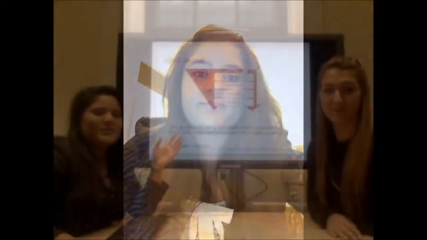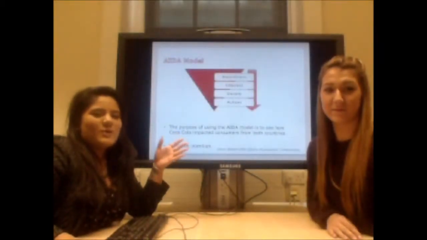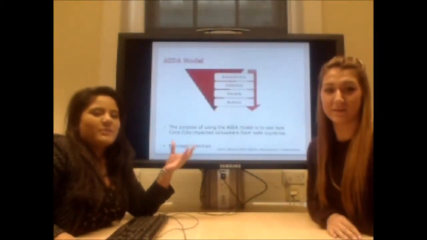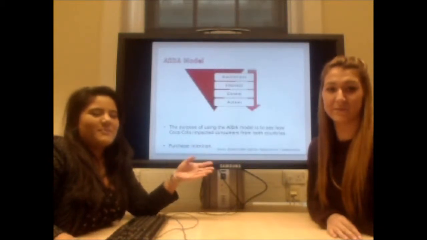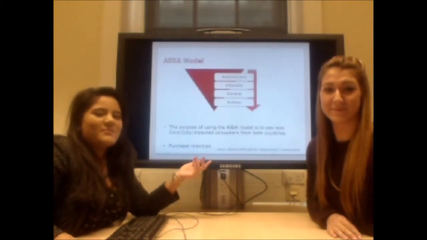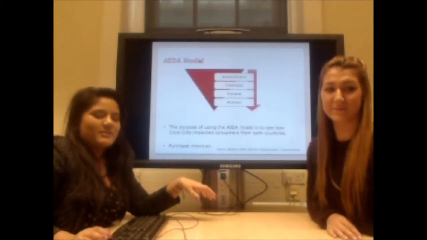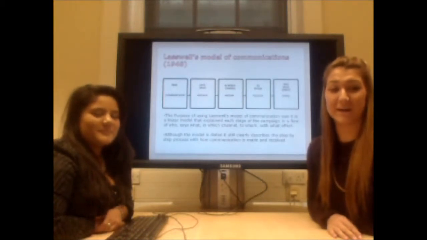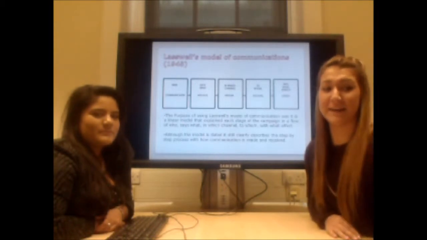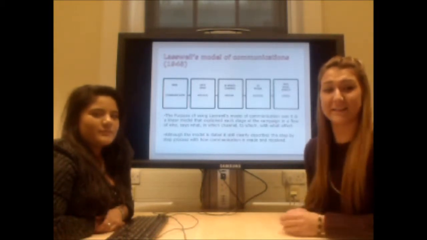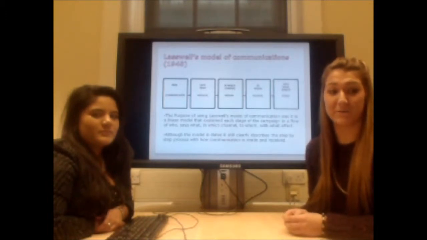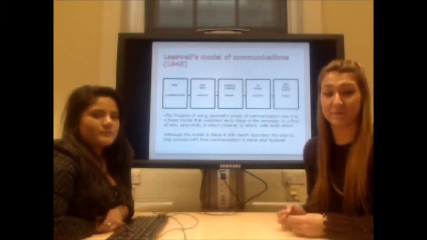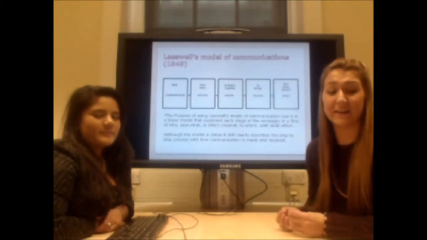increase their market share. Okay, this is the ADA model, and basically the reason why we've used this model is to see how Coca-Cola intends to impact its consumers and to see the purchase intentions of the consumers. The chosen model of communication used was Lasswell's model of communication. This is a linear model which has 5 stages of communication and examines firstly who the communicators are, what they say, in which way, to whom and with what effect. This model was chosen as, although it is rather old, dating to 1948, it is still relevant and applies to the communication. I'll now be talking about the ADA model and the campaign.